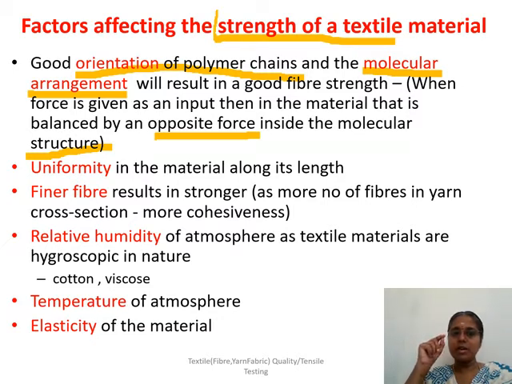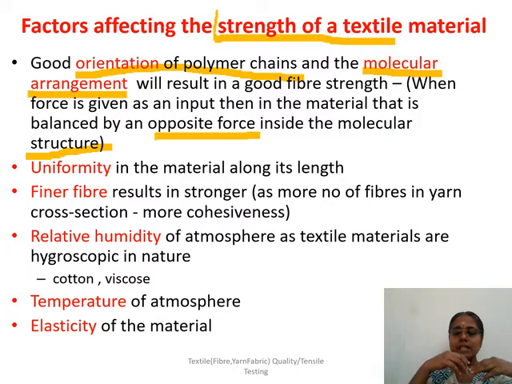Finer the fiber, more number of fibers will be there in the yarn cross section. So there will be more cohesiveness between the fibers. So when you mechanically twist in ring spinning, then it will produce a stronger fiber. This we discussed during the fiber fineness lecture.